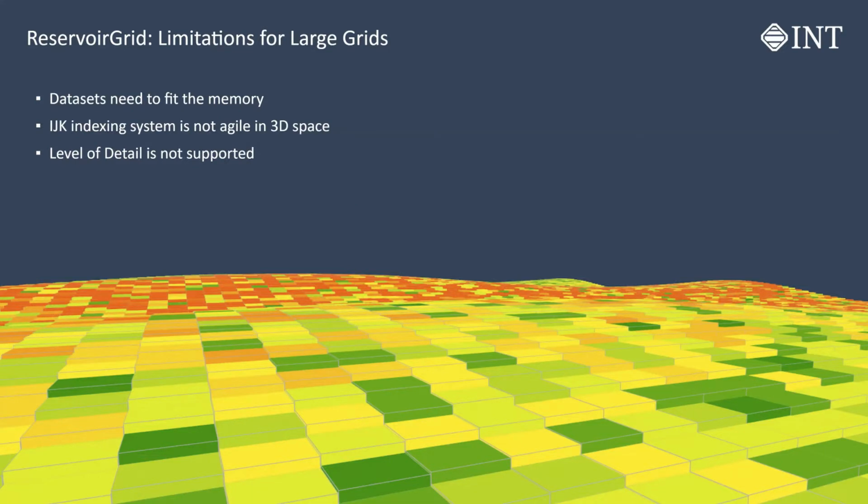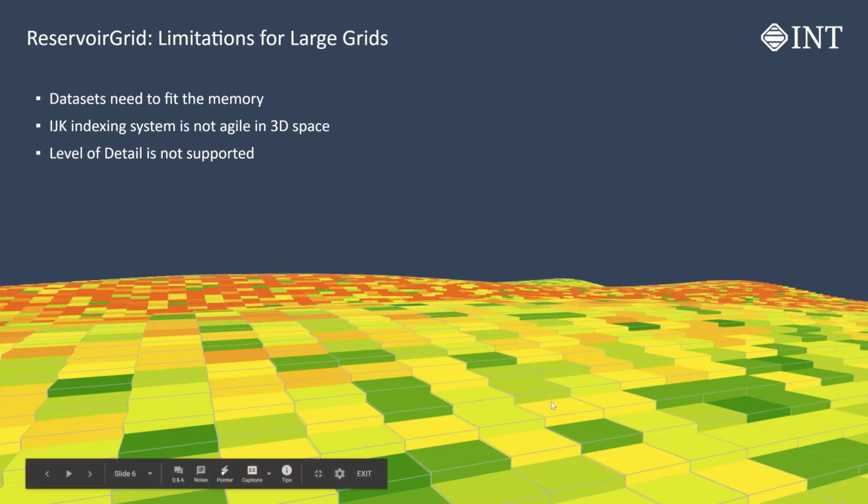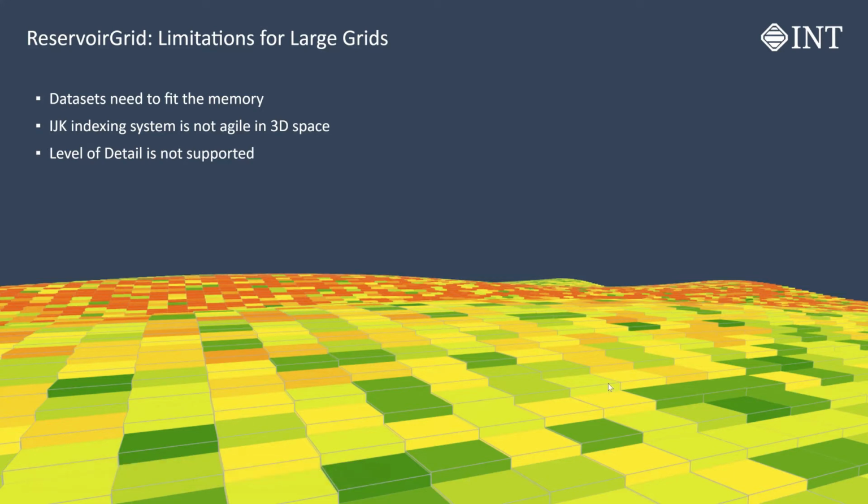Our update is good, but it has some limitations. For example, since it loads data from local, so that means all data need to fit the memory. IJK index system is not agile in 3D space. For example, IJK can help you locate a specific cell, but what if you want to select a subgrid of the cell? So you might have to combine a bunch of IJK values so you can keep track of the cells. So that's not perfect.